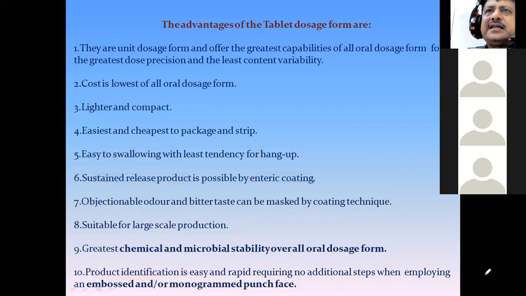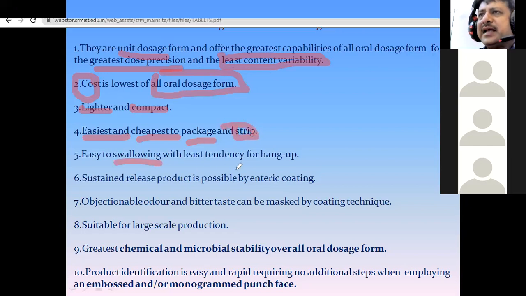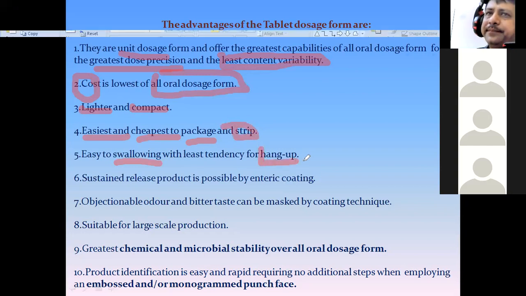So these are the advantages of tablet dosage form. They are unit dosage forms, having the greatest dose precision with the least content variability, and the cost is lowest of all other dosage forms. They are lighter as well as compact in nature. They are easiest and cheapest when it comes to packaging and presenting them in a strip. Tablets are easy to swallow and have a least tendency to hang up.